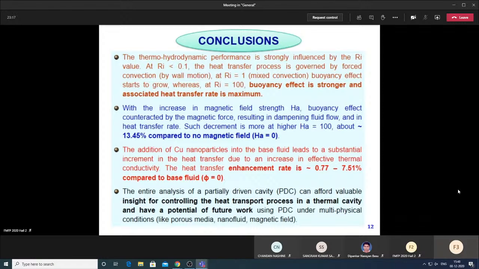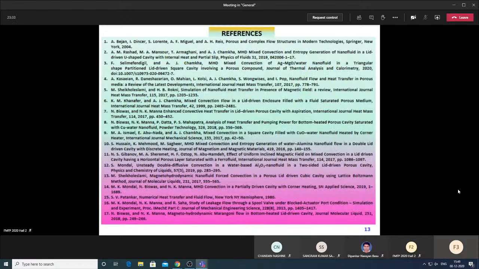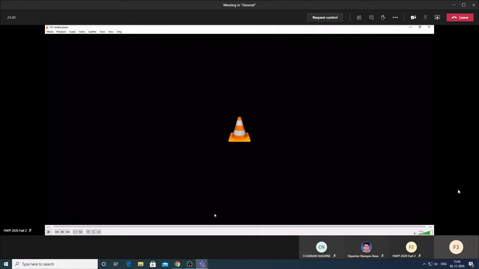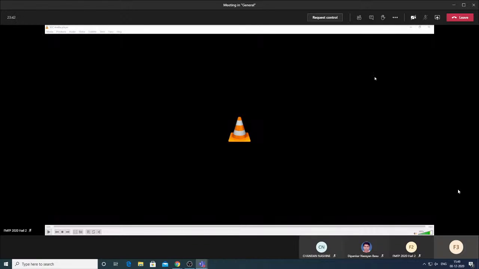In the inter-analysis, the subject PDC can afford valuable insight for conducting and controlling the heat transfer process in the thermal cavity, as the potential future work under multi-physical conditions. The references and questions.